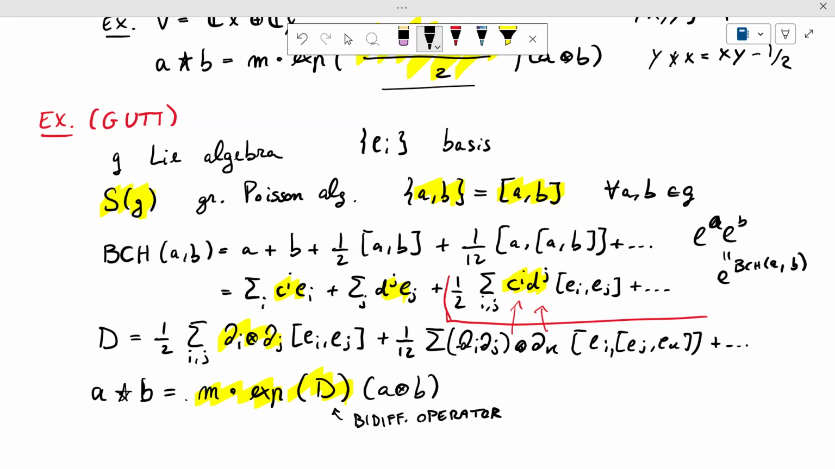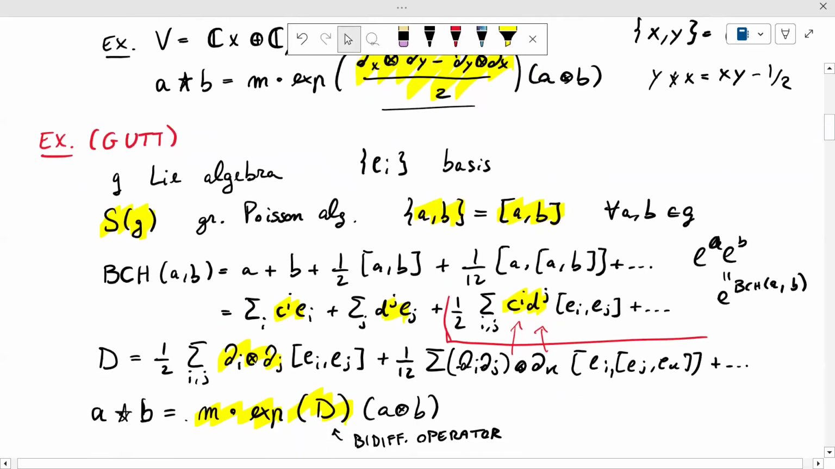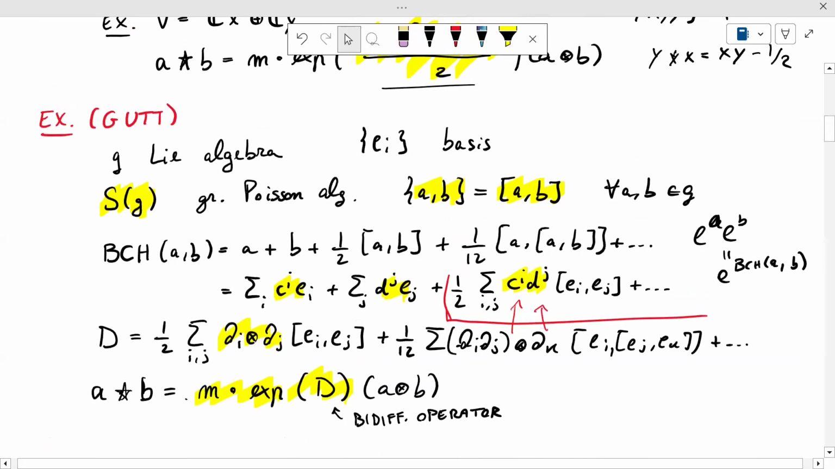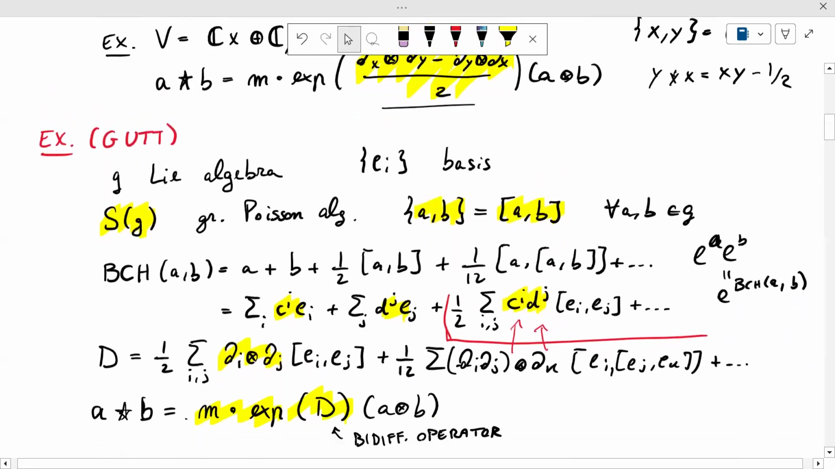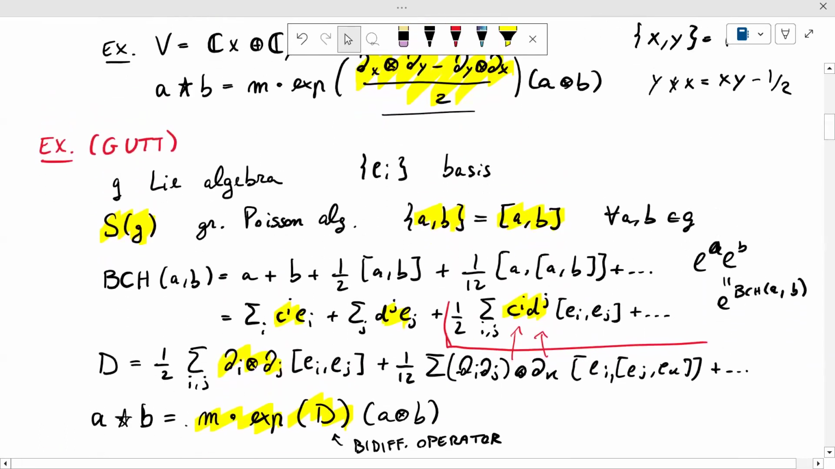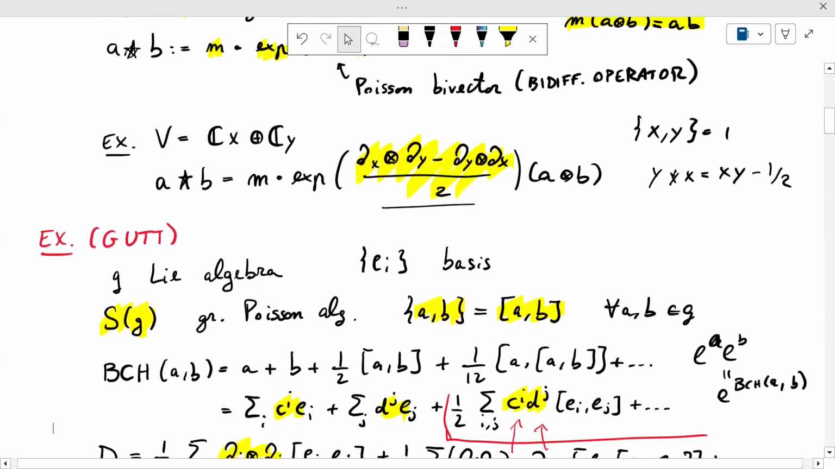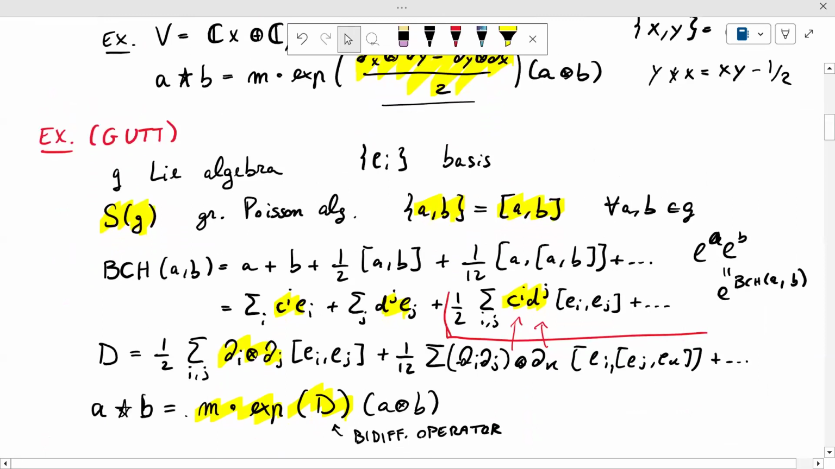But even if now it's more complicated, the structure of these two products is sort of the same. They are the exponentiation of this bidifferential operator. And notice also that this only depends in the end on the structure constants of the Poisson bracket. So here it only depends on the structure constants of the Lie bracket, while here it only depends on the structure constants of the symplectic form. So these will be the two characteristics that we want to keep in mind from these two products.